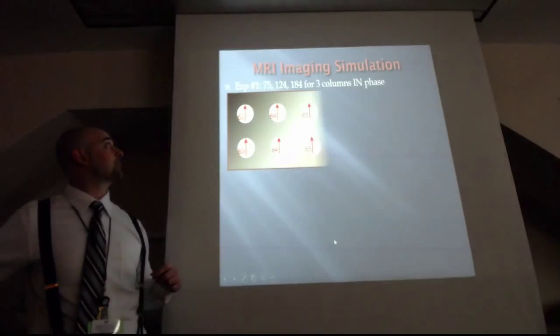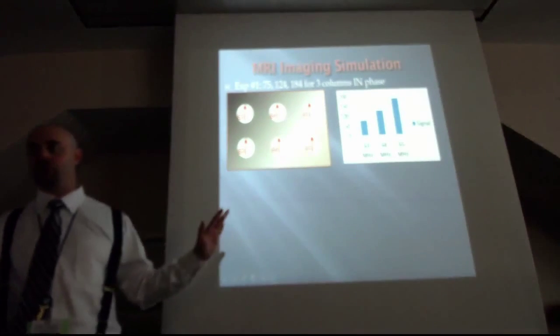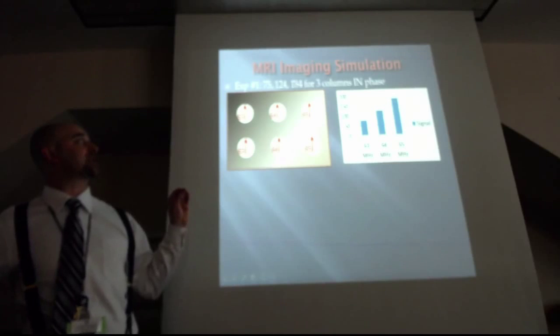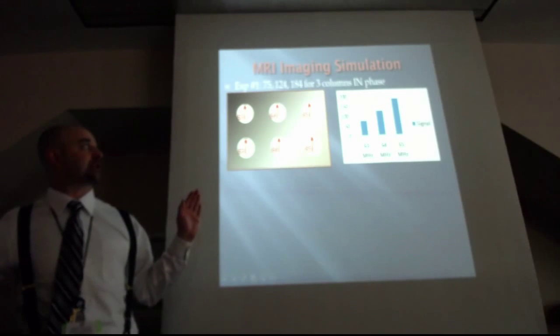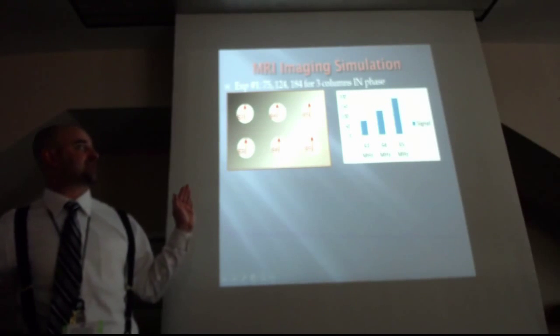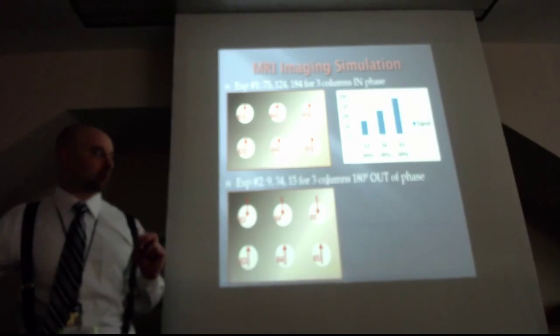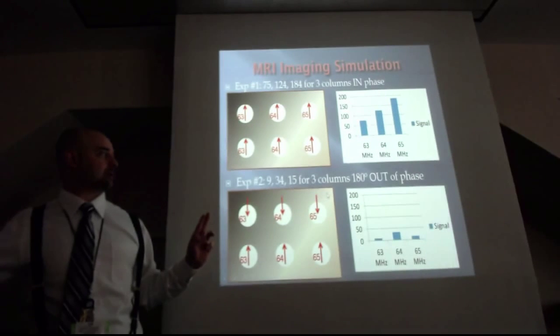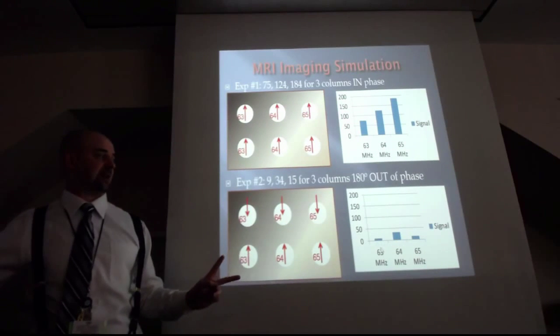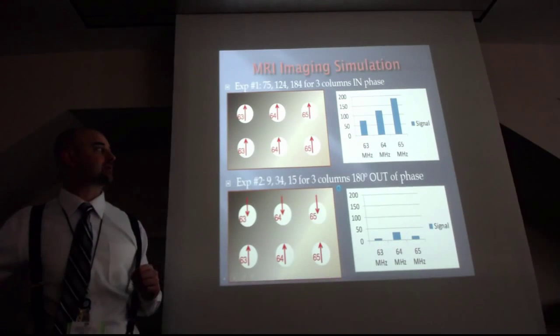Okay. So, to take a bird's eye view, we had experiment number 1 for these 3 columns that are in phase going at these different frequencies. Then, experiment 2, we had these 3 values for these 3 columns which are out of phase, and we recorded the numbers. Okay.